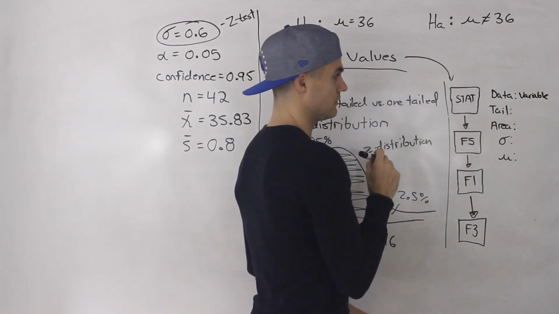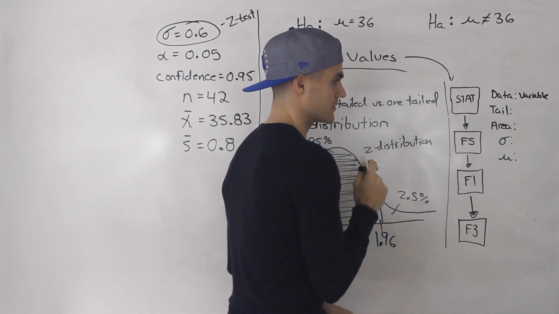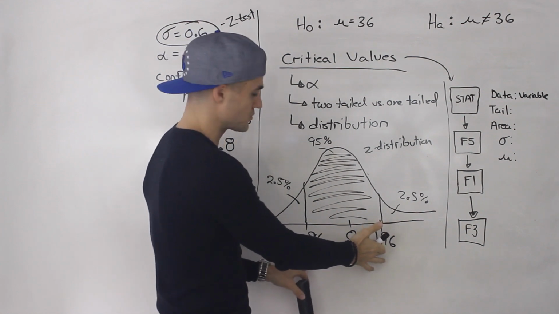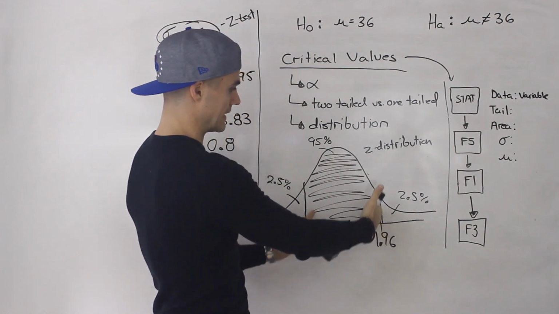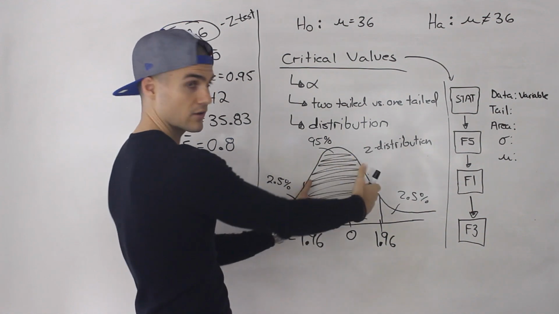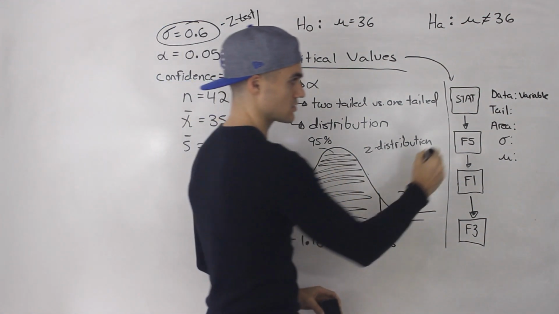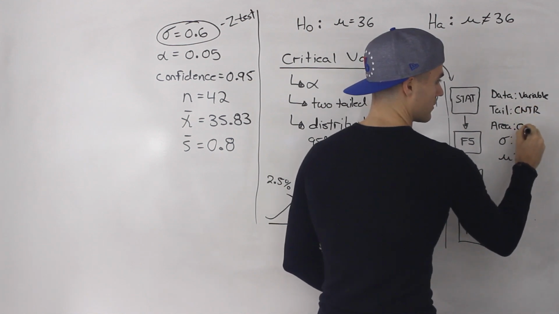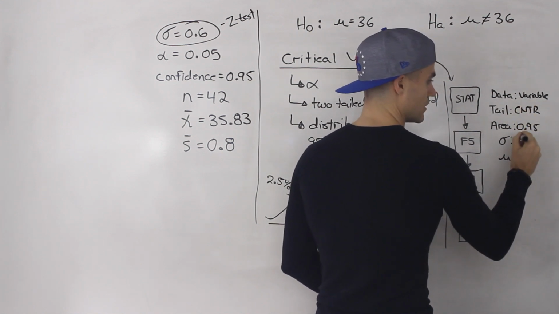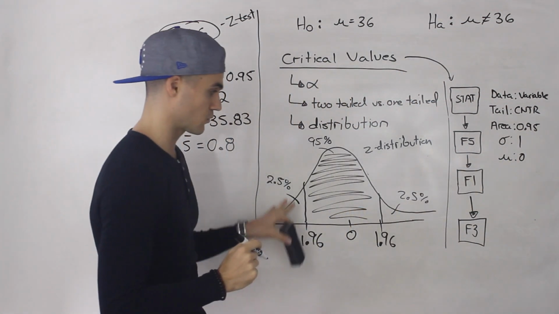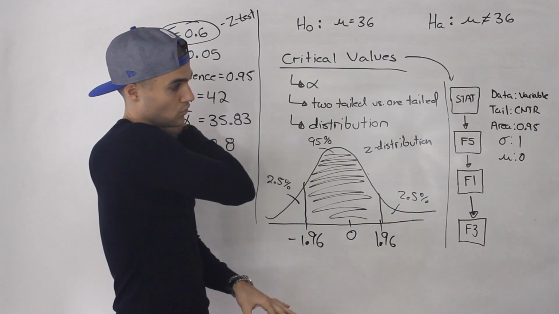The tail is, there's actually multiple ways you could do this. Let's say that you want to get both of these z-scores here. Well, you would pick the centered area, right? So we're going to be working with this area that's centered, which is 95%. So you could put CNTR here, area 0.95, standard deviation is 1, and then the mean is 0 because we're working with a standard normal.